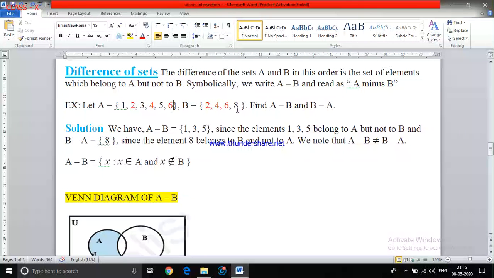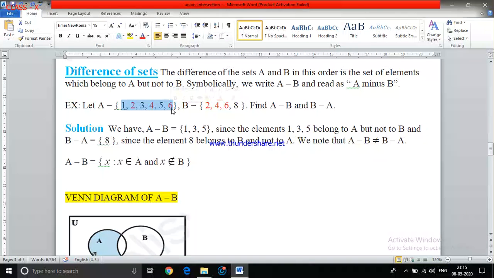Okay. Now you may say 8 is there in B. So can we put 8 in A minus B? No. Because see the definition. The elements which belong to A but not to B. That's the definition of A minus B. So I just have to check each and every element of A only, whether it is an element of B also or not. If not, then the element will be there in A minus B. If the element is in A as well as in B, then I cannot consider that element in A minus B.